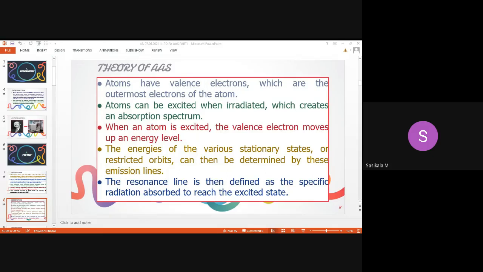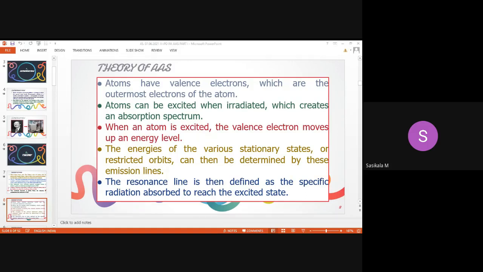Sakthivel, Rafiq, yes, say. UV visible radiation. UV visible radiation, but it is not called UV visible spectroscopy. It is called atomic absorption spectroscopy. Why? Since it is specific to atoms.